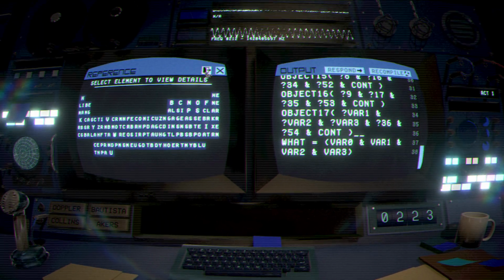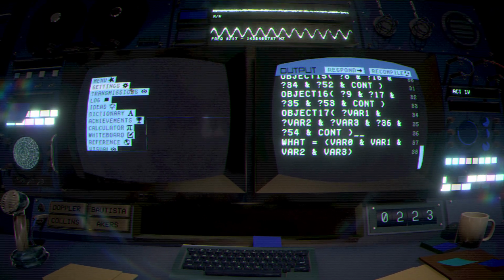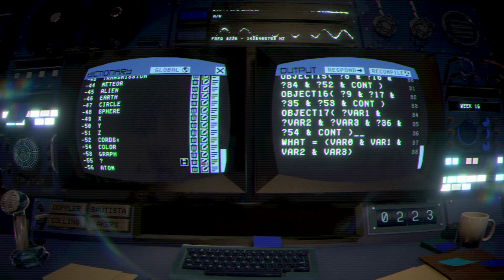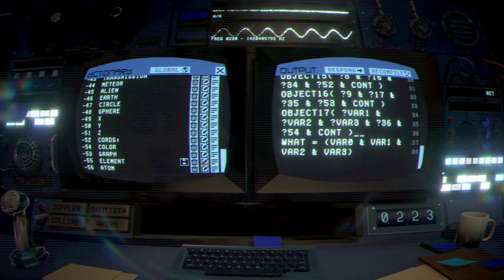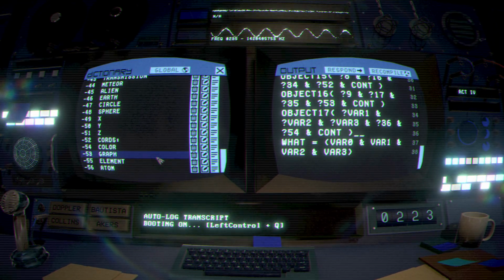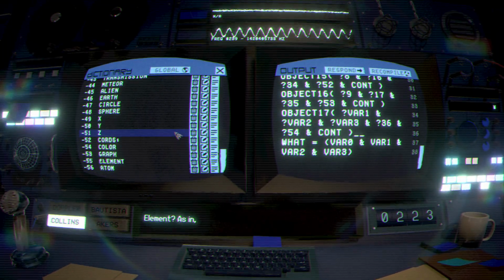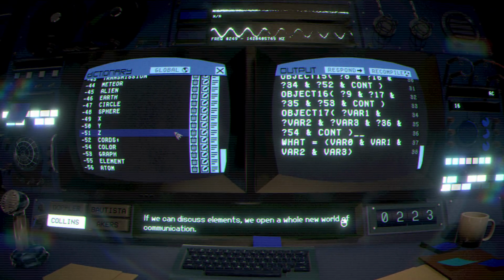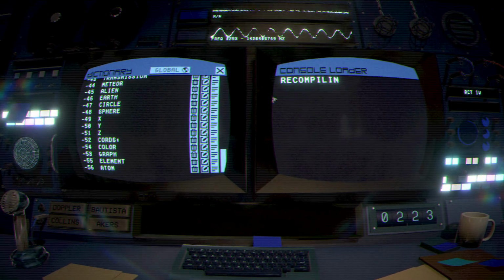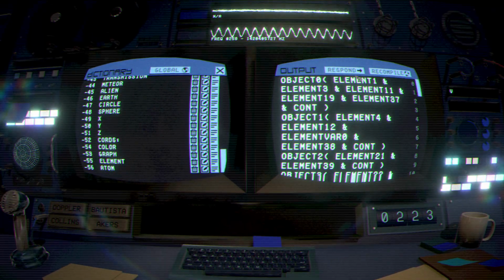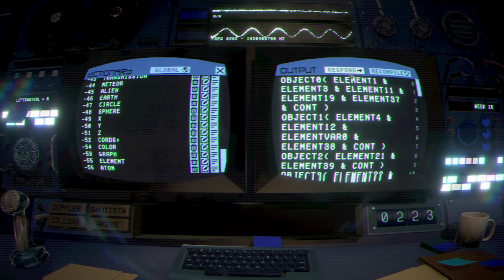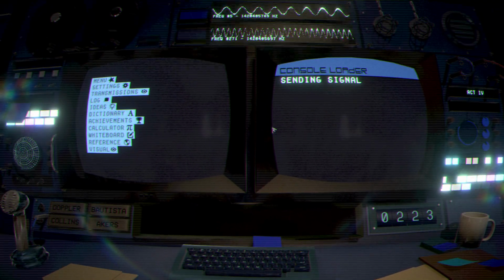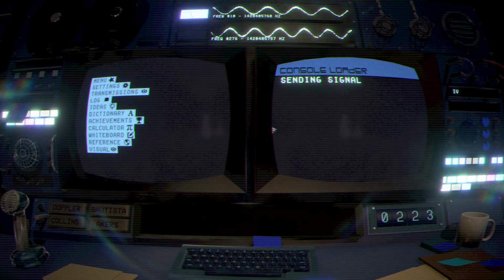What is that telling us? So go back. That means that question mark is element. Looks like they like that answer. Element, as in an atomic element? Now that'd be something. If we can discuss elements, we open a whole new world of communication. That makes sense to me. Okay, cool. We got there.